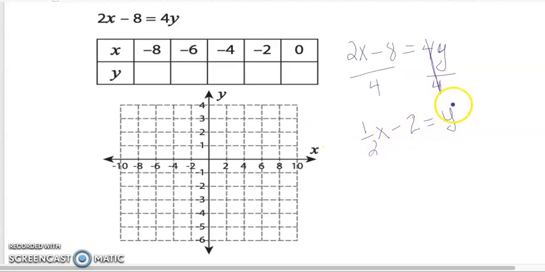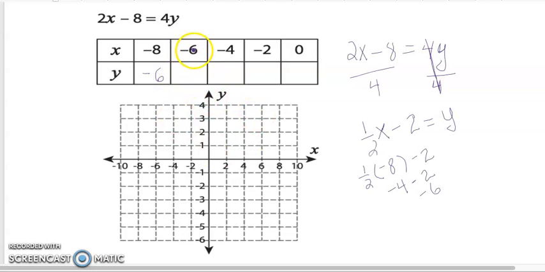Now I'm going to take this equation and use it to find the answers for y when x is -8, -6, -4, -2, and 0. So this is done by substitution. So you see x, instead of writing 1/2 x, I'm going to substitute the x for this value, -8. So for my first one it is 1/2 times -8 minus 2. That will give me my y. So 1/2 of -8 is -4, and -4 minus 2 is -6. So my first value here is -6.